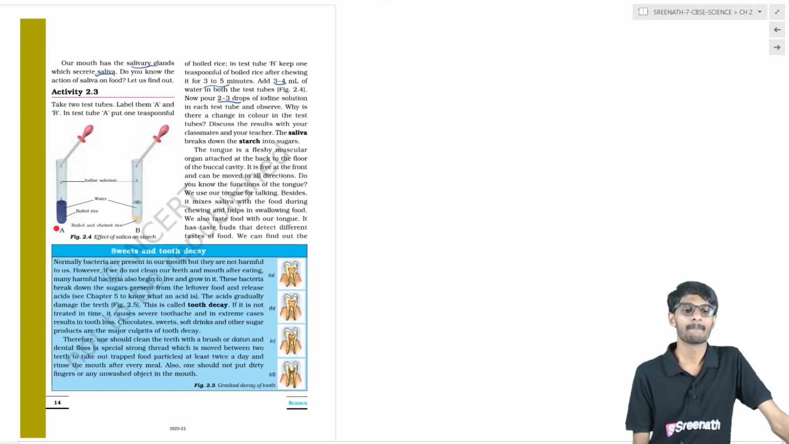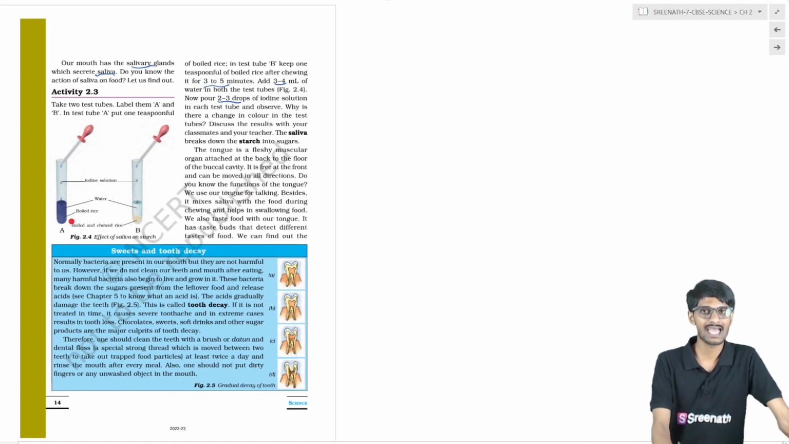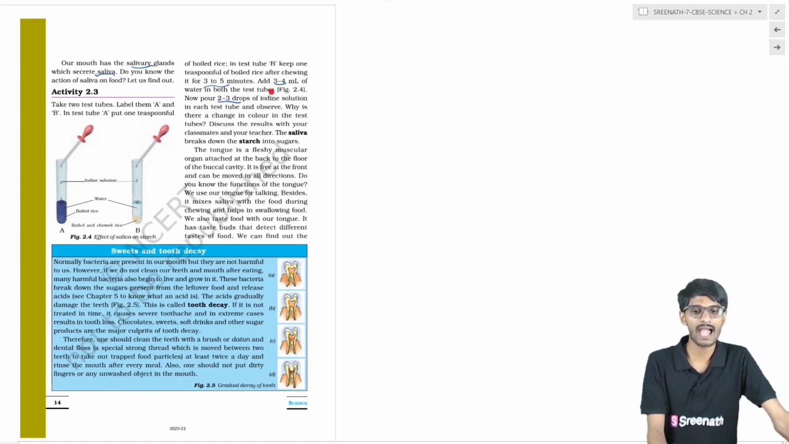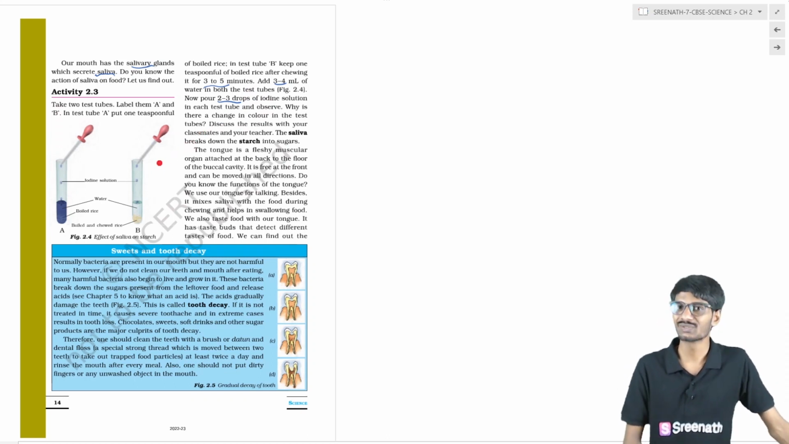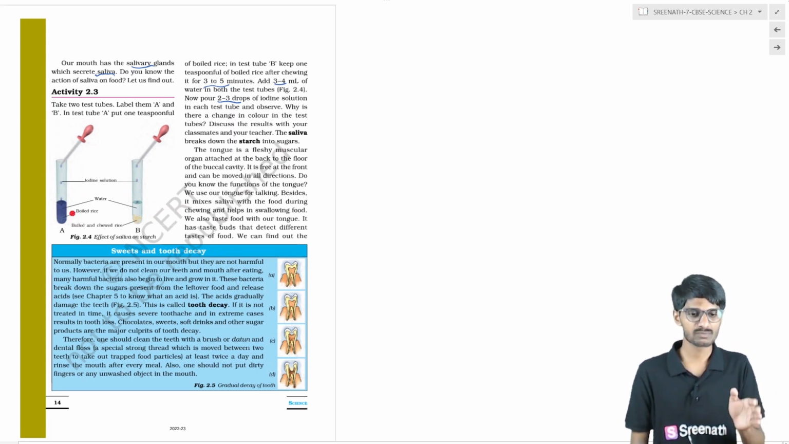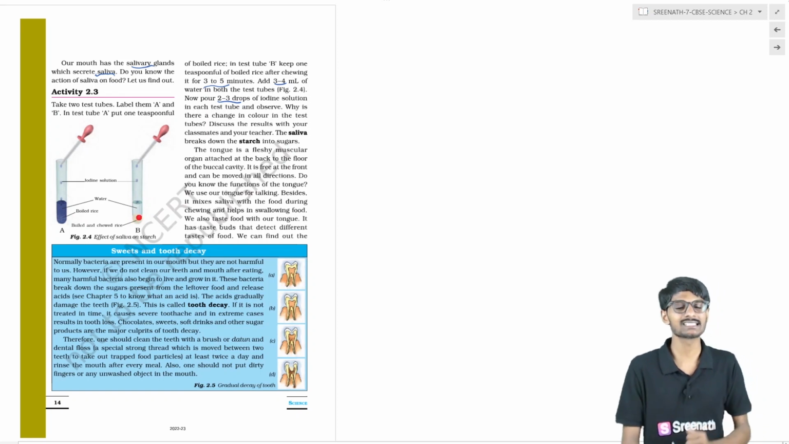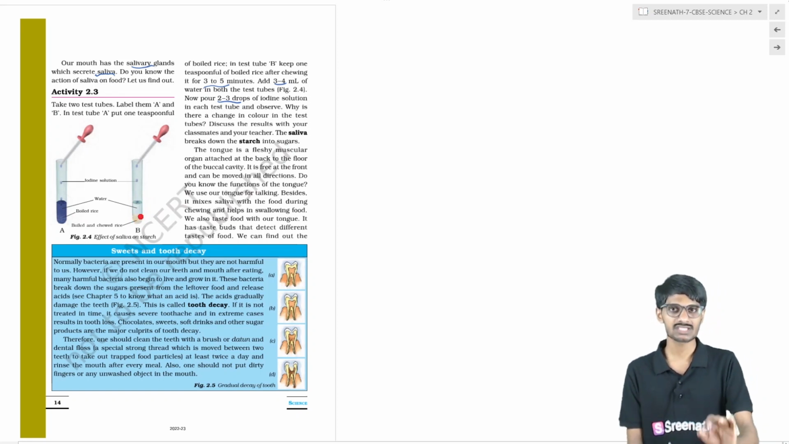Why? Because the boiled rice has starch, and iodine solution is used to test for starch. That's why its color changed. But the other test tube did not change color, which means there is no starch in it. The cooked rice has starch, but after we chewed it, with the help of saliva, there is no starch in it.